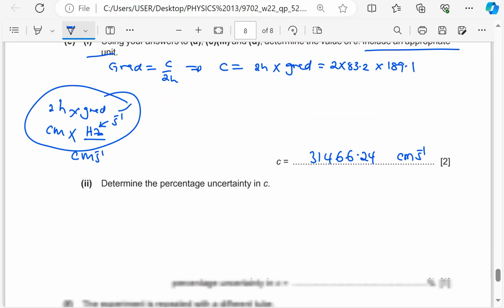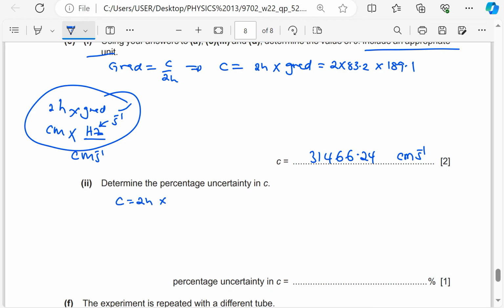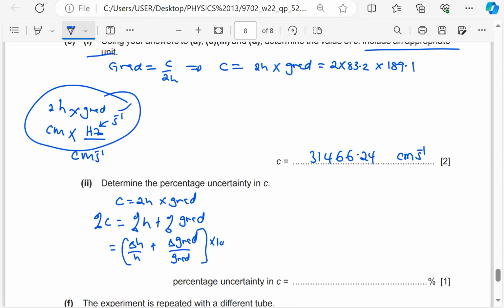Okay, then determine the percentage uncertainty in C. Notice that C is equal to H times the gradient. If you're good at finding uncertainties, you'll notice that the percentage in C is going to be the percentage in H plus the percentage in the gradient. So this is going to be the absolute in H over H plus the absolute in the gradient divided by the gradient. Then I will multiply this by 100.